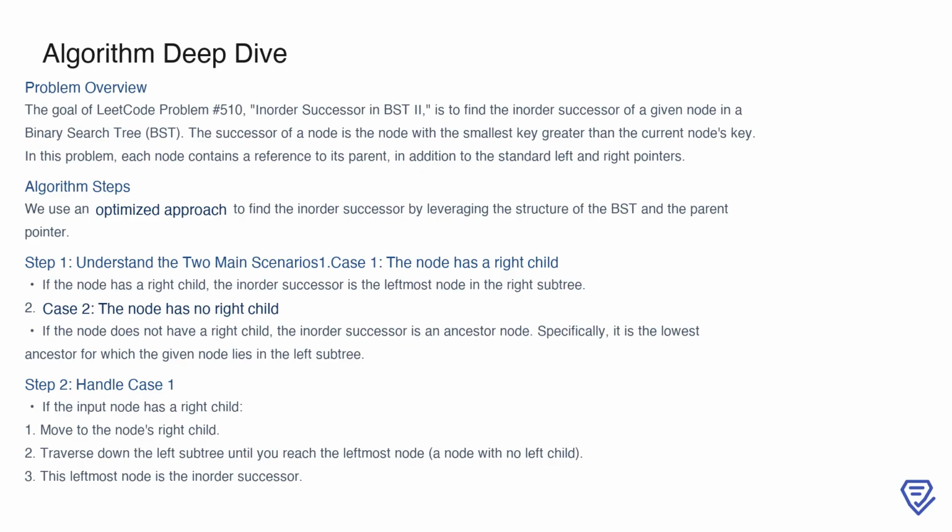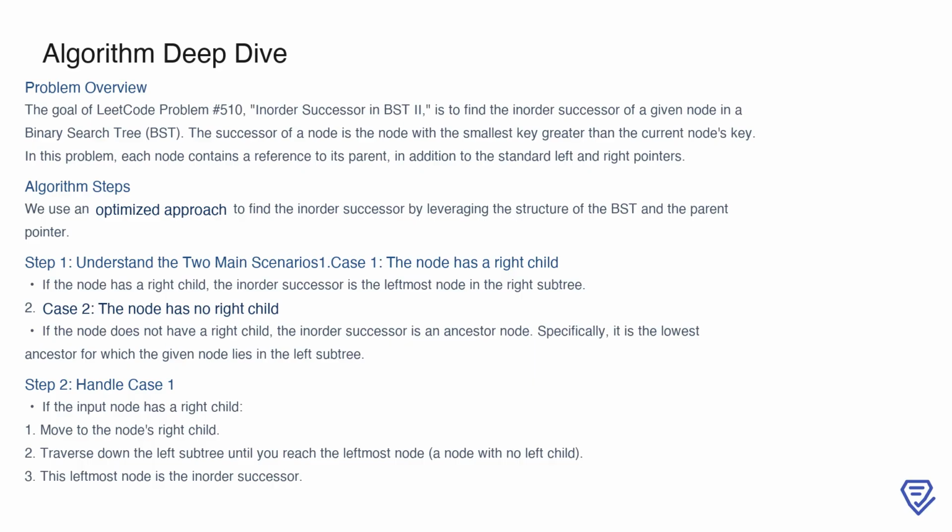To solve this, we begin by understanding two main scenarios. First, if the node has a right child, the inorder successor will always be the leftmost node in the right subtree. Second, if the node has no right child, the successor will be one of its ancestors. Specifically, it is the lowest ancestor for which the input node lies in the left subtree.